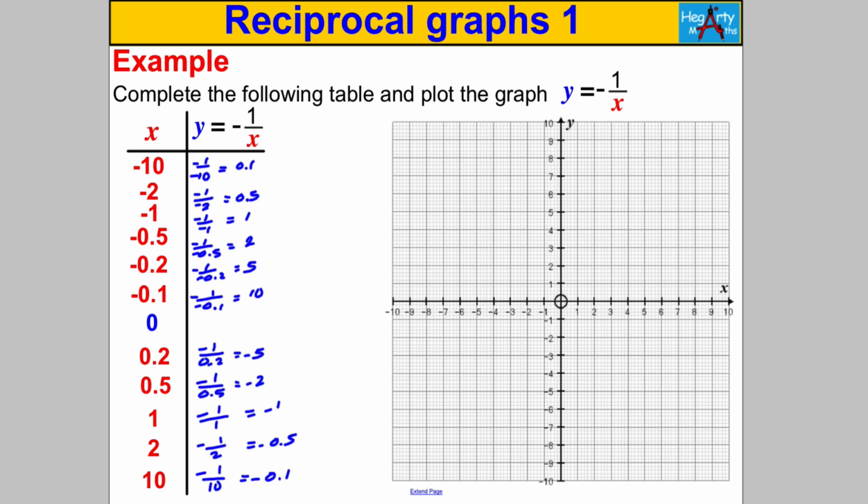Again, hopefully you notice we've got a problem by dividing by 0. That's going to be undefined. We think that's going to be a vertical asymptote, don't we? Let's see if that turns out to be what we think. So I'm going to go through these quickly. You may want to slow me down.